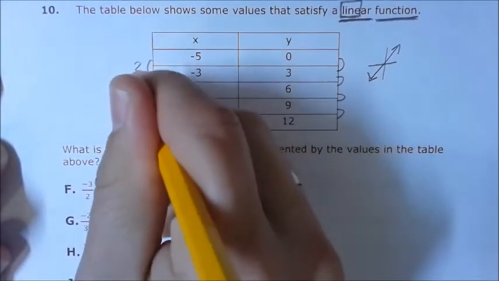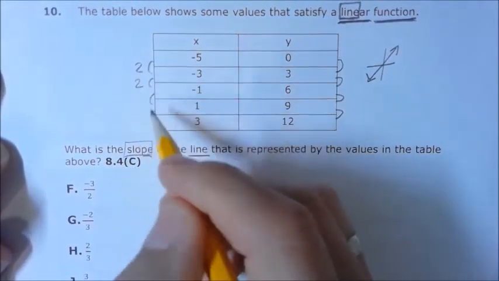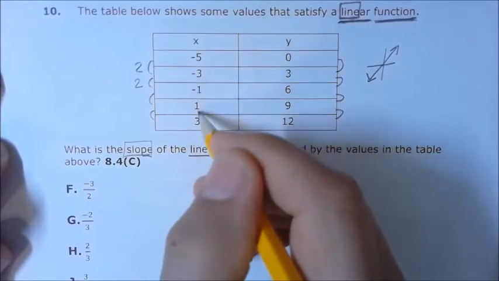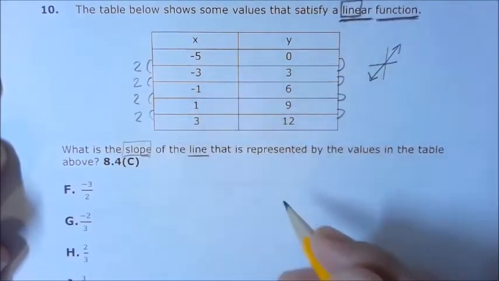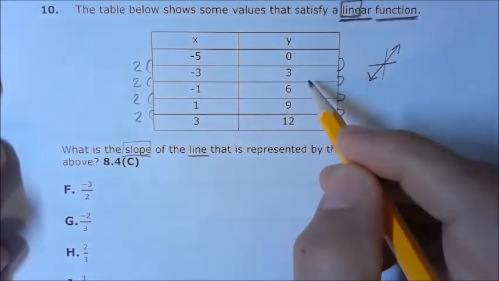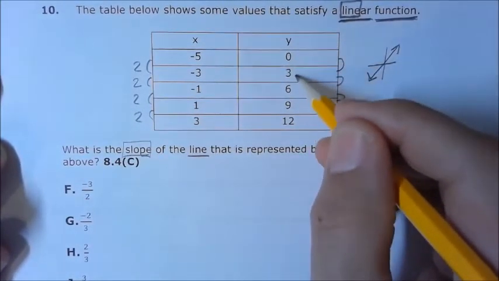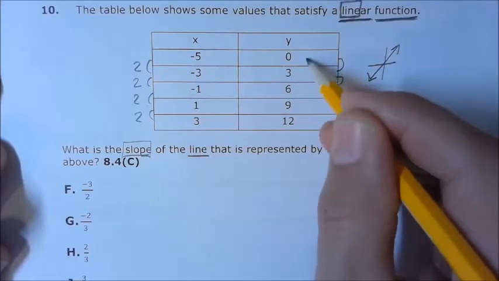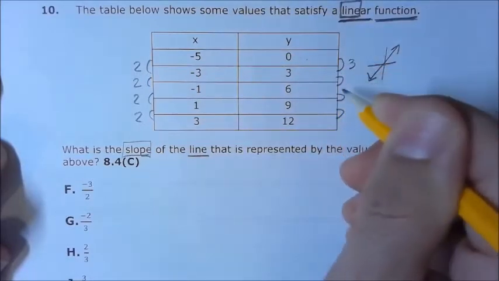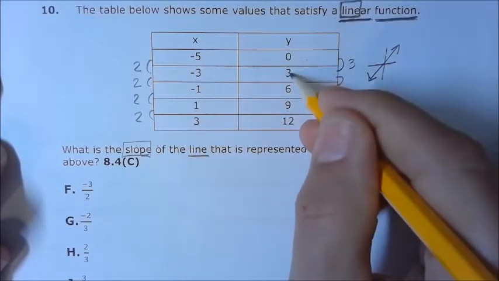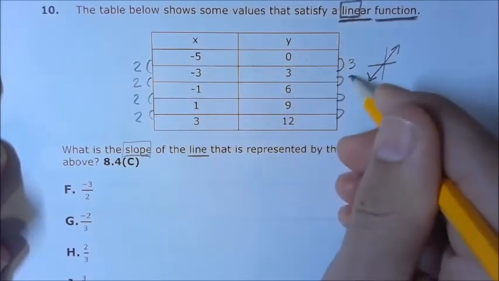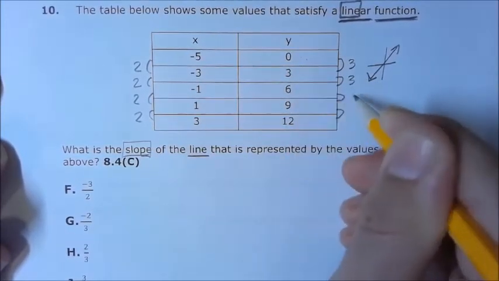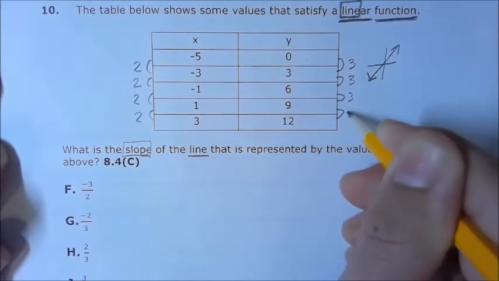And this is linear, so it should be no surprise that we have this same value repeating itself. From -1 to 1, well, that's also a change of 2. From 1 to 3, that's also a change of 2. Now we need to look at our change in y. Well, what's 3 minus 0? And 3 minus 0 is 3. Because we went from 0 to 3. Then we went to 6. So 6 minus 3 is 3. 9 minus 6 is 3. 12 minus 9 is 3.